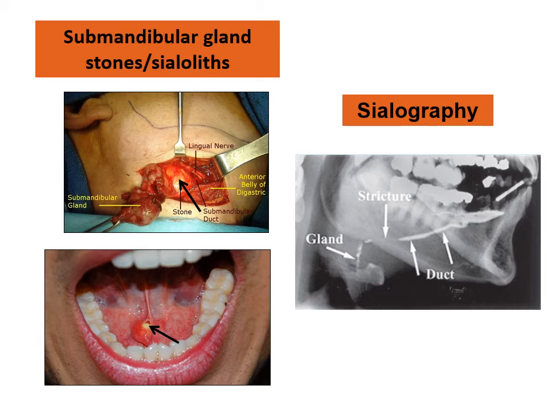The procedure is called sialography, and the images that you get in this procedure are called sialogram. So it is mainly used to detect any obstruction in the duct system of the submandibular gland. Hope you understood about the sialography procedure and its importance.